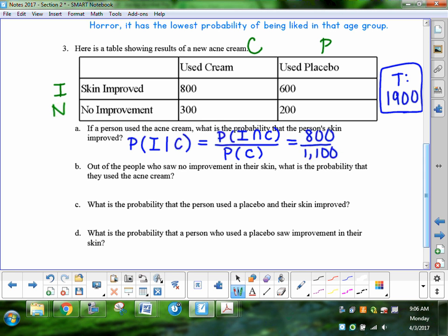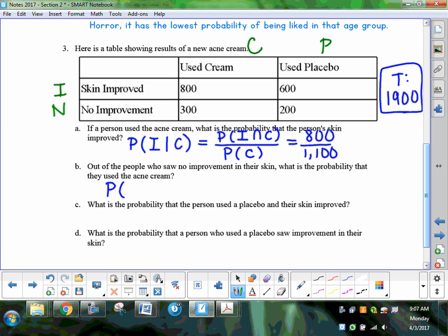Take a look at B. Out of the people who saw no improvement in their skin, what's the probability that they use the acne cream? So, is this direct or is it something given something? Which one? Is it conditional or is it direct? Marissa D, which one would you say? Yeah, it's going to be conditional. And what are the conditions on this going to be? It's what given what? Hands up, please, if you can answer that.